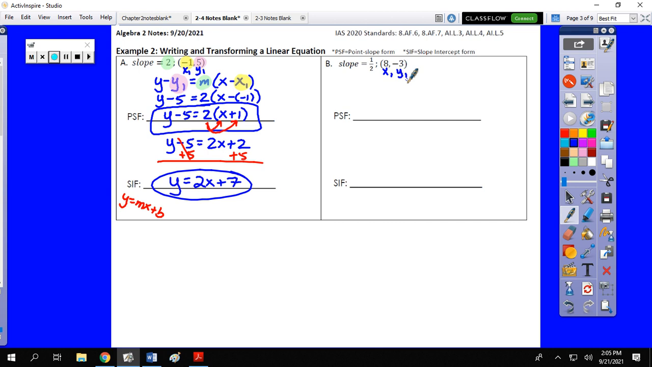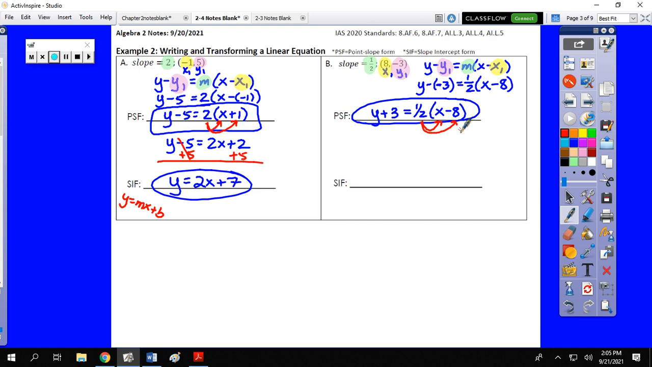All right, once again, we have what we need to plug into point slope form. Y minus y1 equals m times x minus x1. We have the slope that is given in the problem. Slope is 1/2. We have the x1, that is 8. And we have the y1, which is negative 3. So we're looking at y minus negative 3 equals 1/2 times x minus 8. That double negative becomes a positive, meaning our point slope form would be y plus 3 equals 1/2 times the quantity x minus 8.